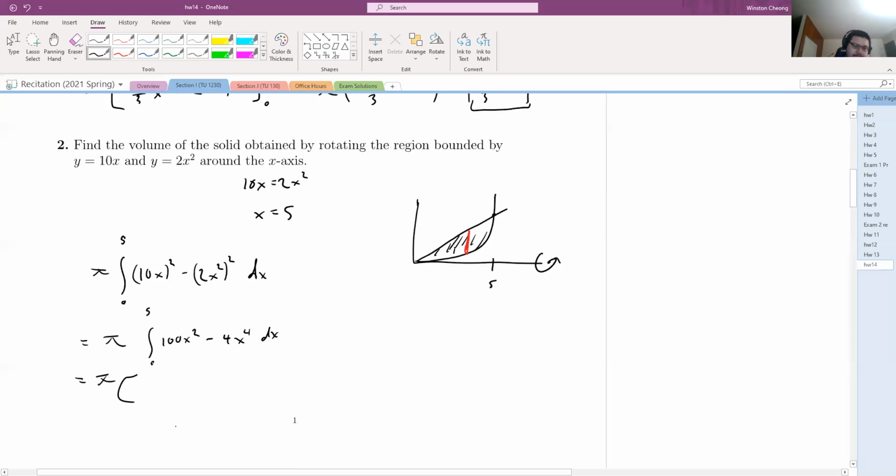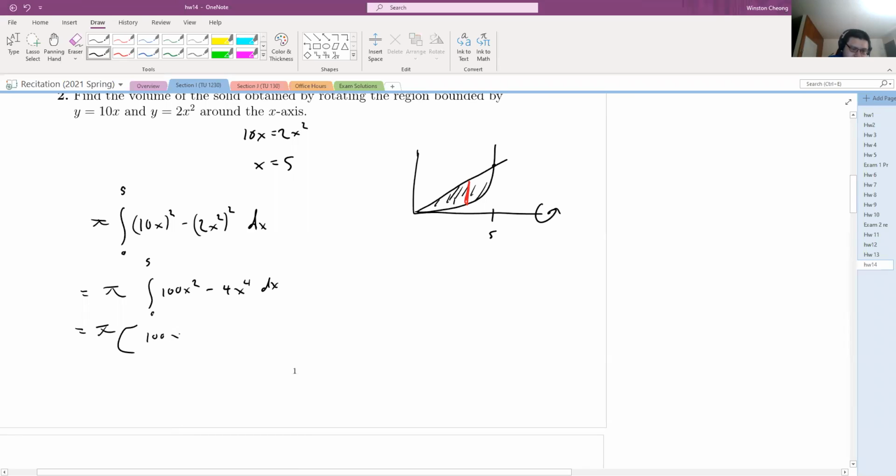So this is going to be 100x cubed over 3 minus 4x to the 5 over 5, evaluated from 0 to 5. When we plug in 0, we'll get 0. Still, it's nicer to show a bit more work than that. But then plugging in, what did I get? Okay, so I just got a number, 5,000 over 3.